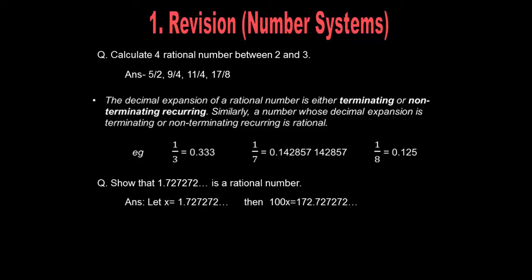Let us suppose this number is x. So if we multiply left side by 100, we'll multiply the right side also by 100, and we'll get 172 point the same non-terminating recurring digits, that is 727272. Then we subtract x from 100x, and we'll get 171, and the non-terminating recurring digits will be subtracted by itself when x is subtracted from 100x, and we are left with 171 is equal to 99x. And now we can easily say that x is equal to 171 by 99, which is equal to 19 by 11.